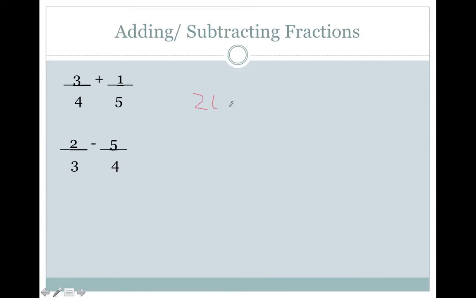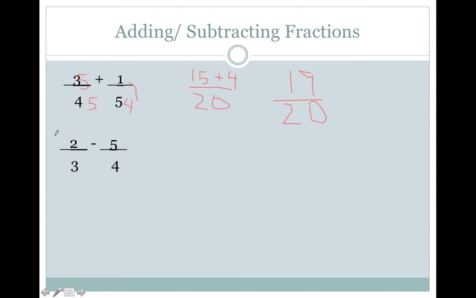So in order to get that, of course, we're going to multiply the 4 times 5 and the 5 times 4. Then we get a common denominator of 20. But in order to make that happen, we also need to multiply these numerators. So 3 times 5 is going to be 15. 1 times 4 is going to be 4. So here our fraction is 15 plus 4 is 19 over 20 is going to be our common answer.